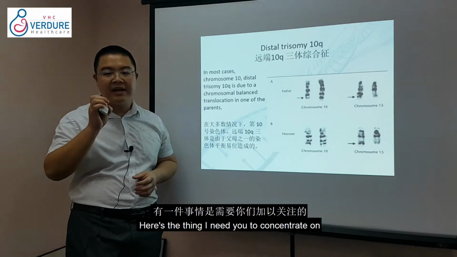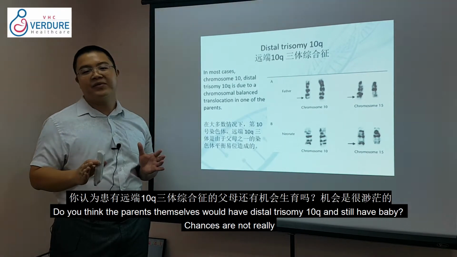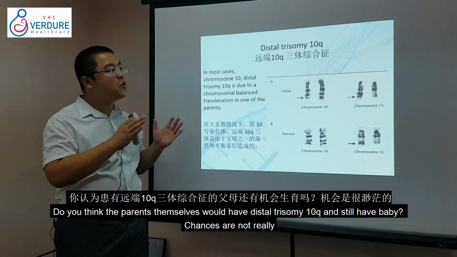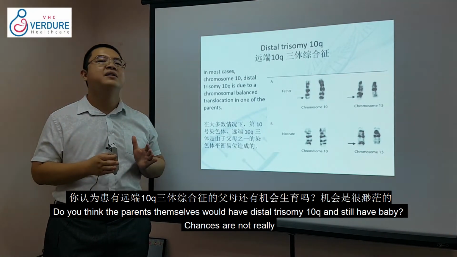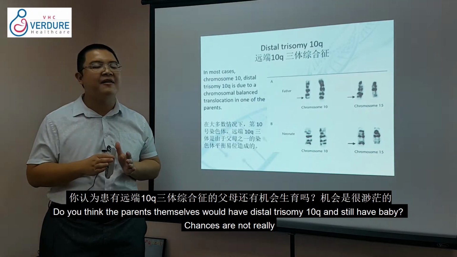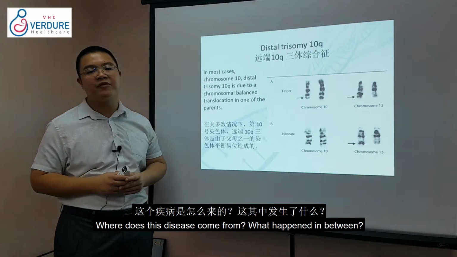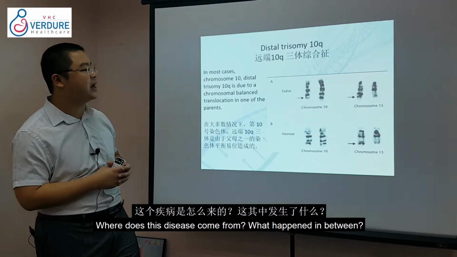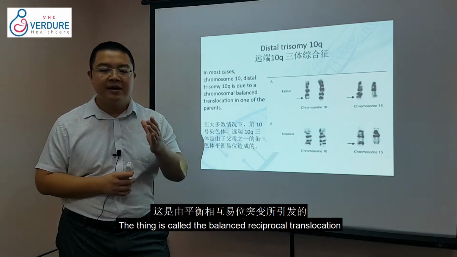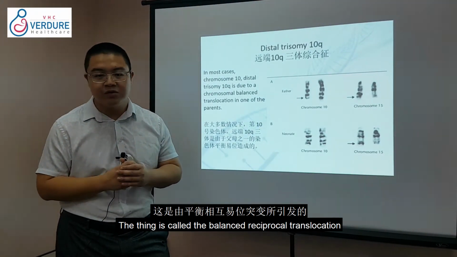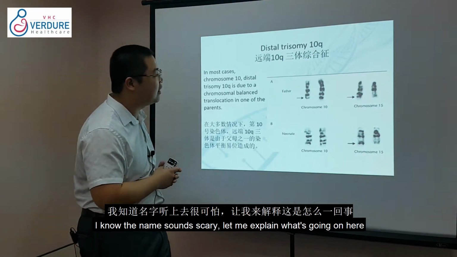Now, here is the thing I need you to concentrate on. Do you think the parents themselves would have distal 10q and still have babies? Chances are not really. So where does this disease come from? What happens in between? The trick is called balanced reciprocal translocation. Now, I know the name sounds scary. Let me explain what's going on here.